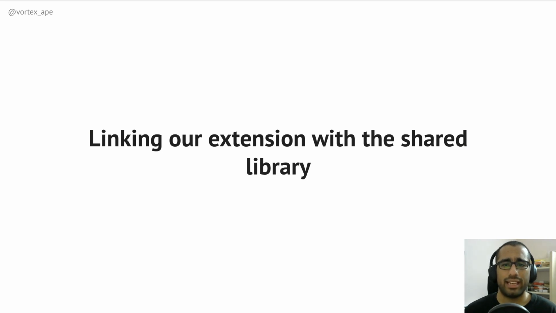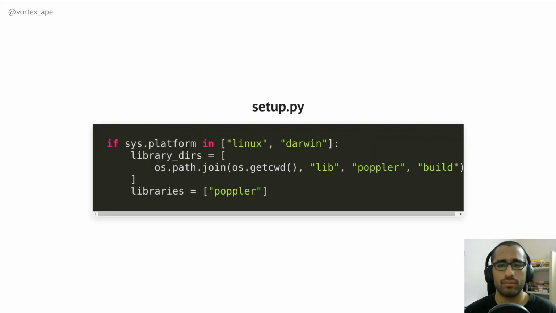After installing shared libraries or building them on our own like we just did, we need to make sure our extension is linked with them when it's compiled. We can modify our setup.py to do that. If the extension is built on Linux or macOS, we'll create a list of directories to search for Poppler at link time. We'll also need to create a list of library names that we want to link with. In this case, it's poppler, because we want to link with libpoppler.so.